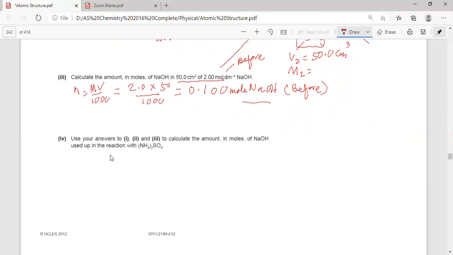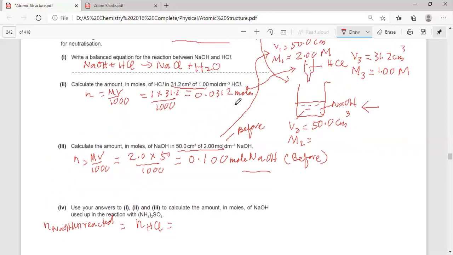Right now, that means the number of moles of NaOH unreacted, of course, is the same as the number of moles of HCl that is required, right? Which is equal to how much? Here, all right, equals 0.0312. So this is the one.